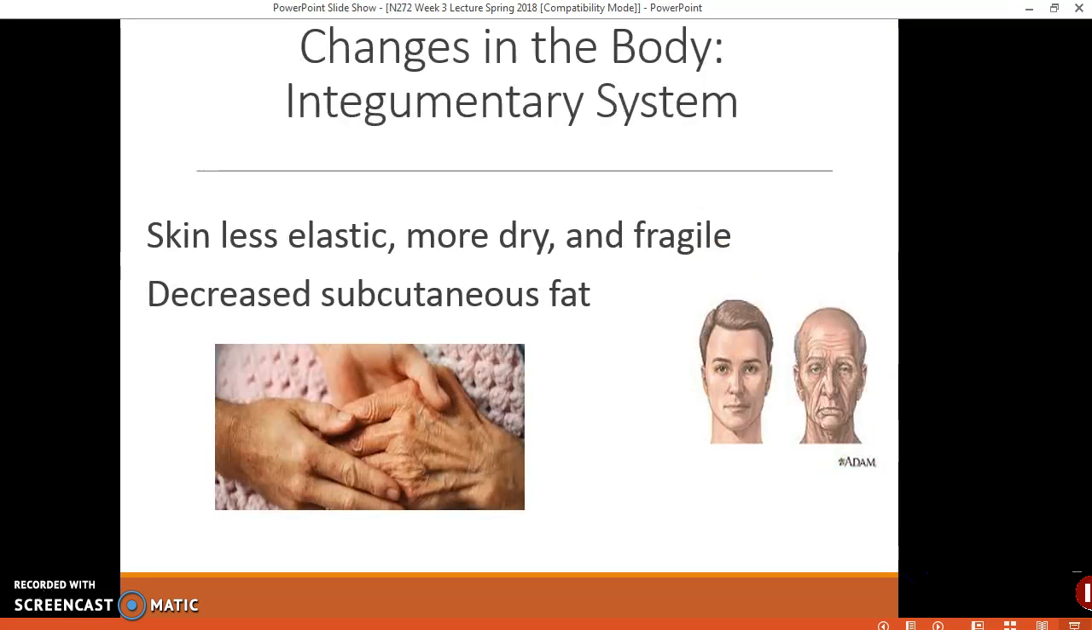In the integumentary system, the skin has less elasticity. The skin is dry and fragile. There's a decreased subcutaneous fat layer that's up under the skin. As we age, we are at higher risk for bruising, higher risk for skin tears, higher risk for pressure ulcers as well. It's very important.